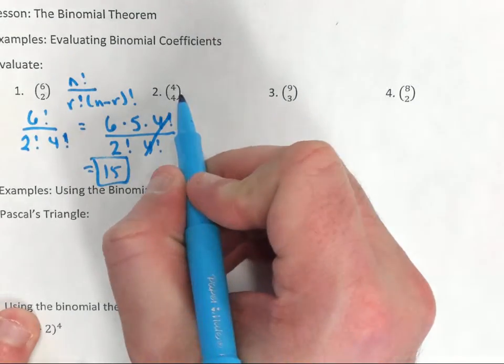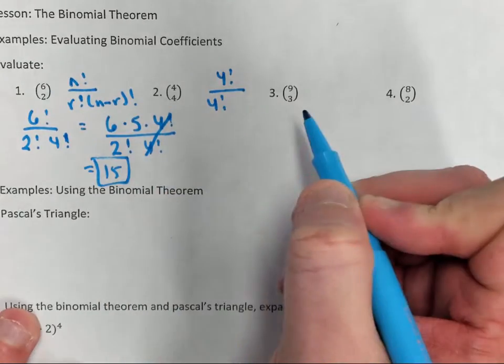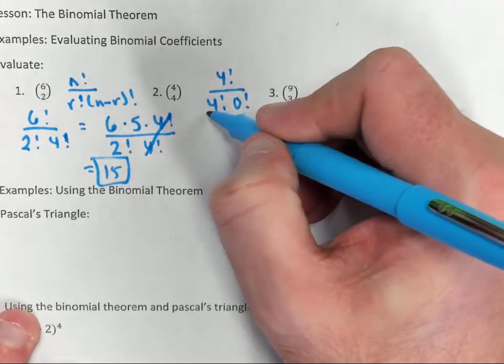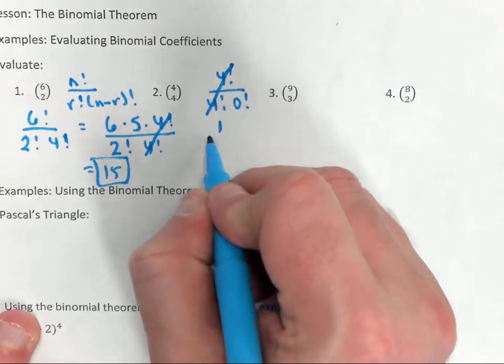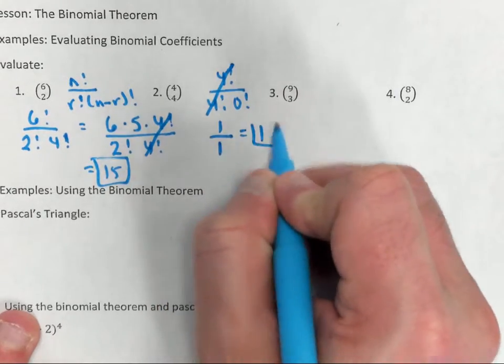So on number 2 here, you put the top number on top, bottom number on bottom, and subtract. What's 4 minus 4? What happened to these 4 factorials? I'm left with 1 over, because you got to put something there. What's 0 factorial equal to? So your answer is 1.